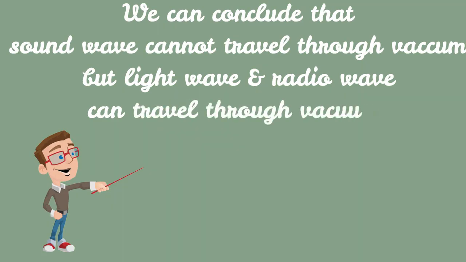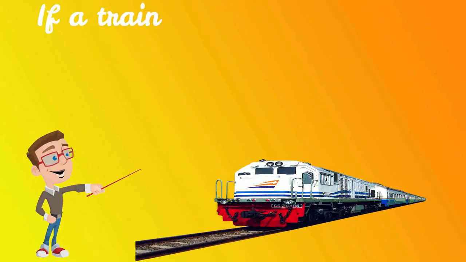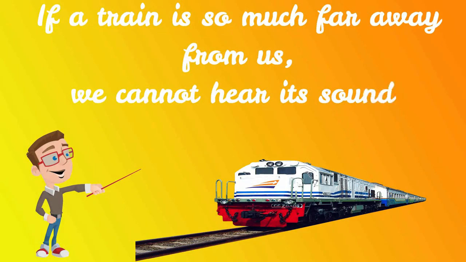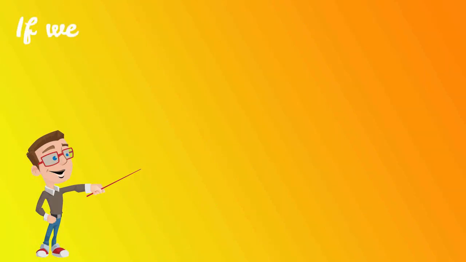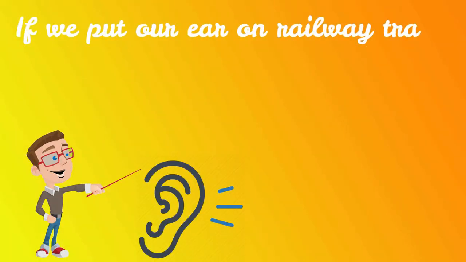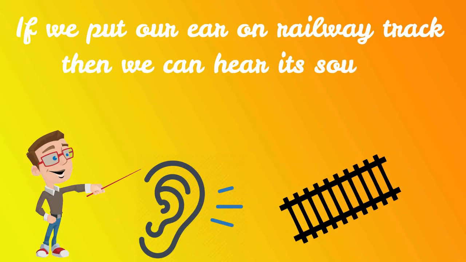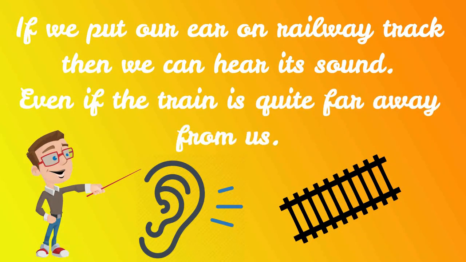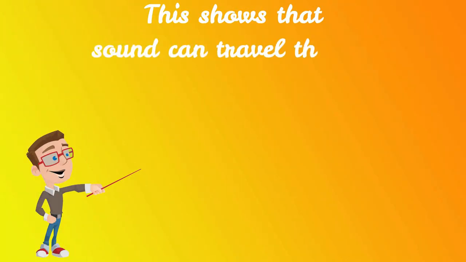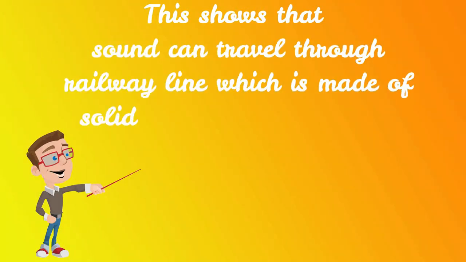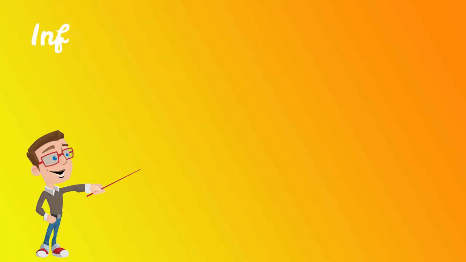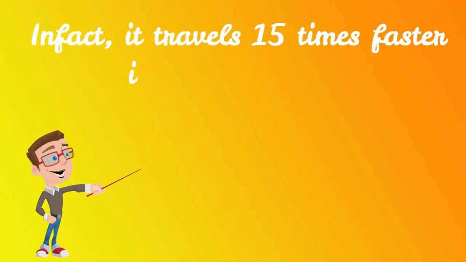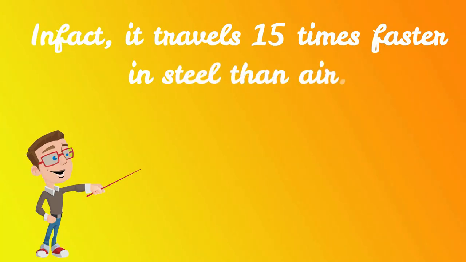If a train is very far away from us, we cannot hear its sound through the air. But if we put our ear on the railway line, then we can hear the sound of the coming train, even if it is quite far away. This shows that the sound can travel through the railway line, which is a solid substance made up of steel. In fact, sound travels about 15 times faster in steel than in air.